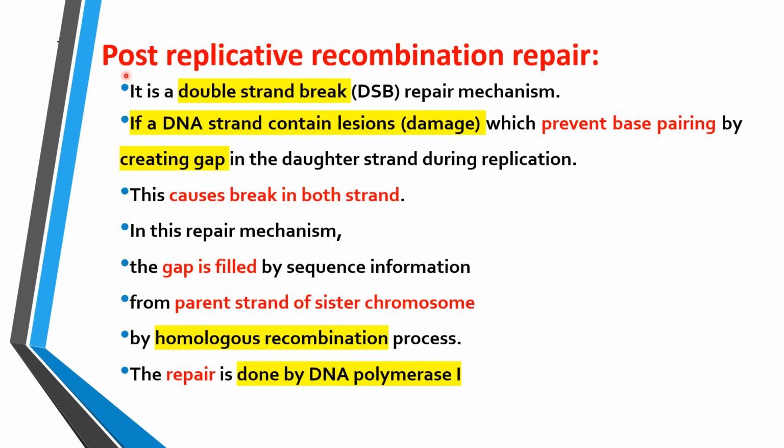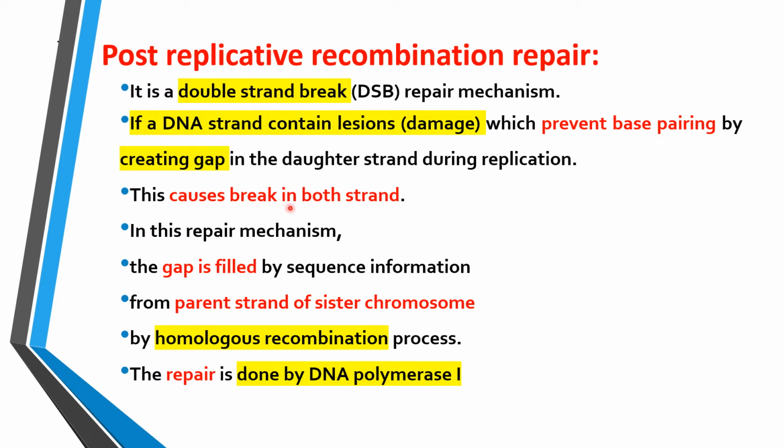The next one is post-replicative recombination repair mechanism. This is seen usually in the double-stranded DNA. It is a double strand break repair mechanism. So here there will be a break in the double stranded DNA. So when does this occur? If there is any lesion or damage in the DNA, then this will prevent the base pairing of the nucleotides. So when there is no base pairing, there is a gap which is created in the daughter strands, and this is occurring during the replication process.